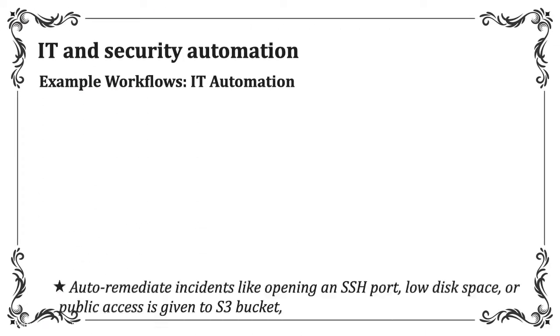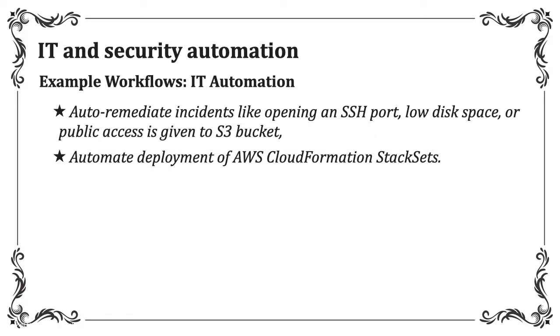IT automation is one of the types of automation workflows where customers use Step Functions. Some examples are auto-remediating incidents like opening an SSH port, low disk space, or when public access is given to an Amazon S3 bucket. Also, another example is to automate the deployment of AWS CloudFormation StackSets.